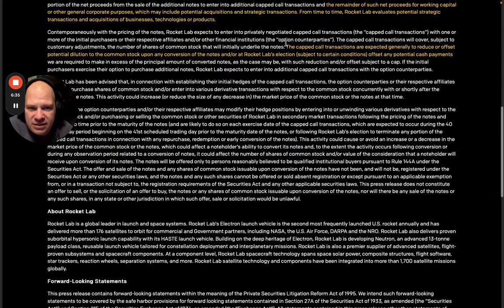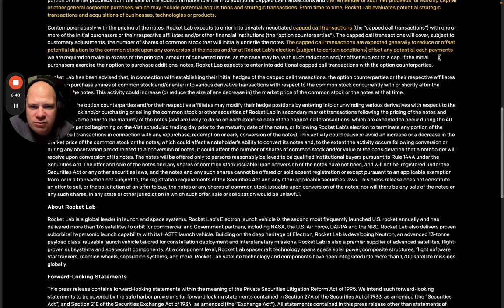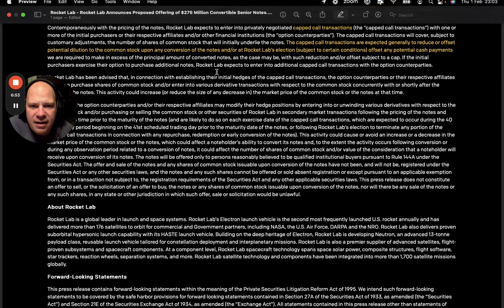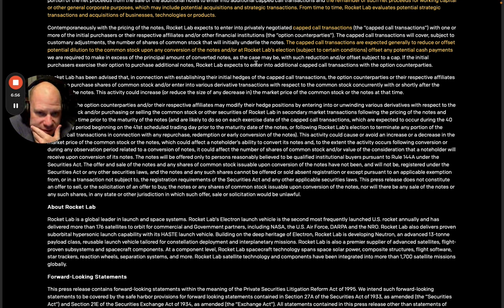And then on top of it, they said they want to go into a capped call transaction with part of the money. And the capped call transactions are expected generally to reduce or offset potential dilution to the common stock upon any conversion of the notes and/or, at Rocket Lab's election, offset any potential cash payments. So this was super technical to me. I had to look it up.